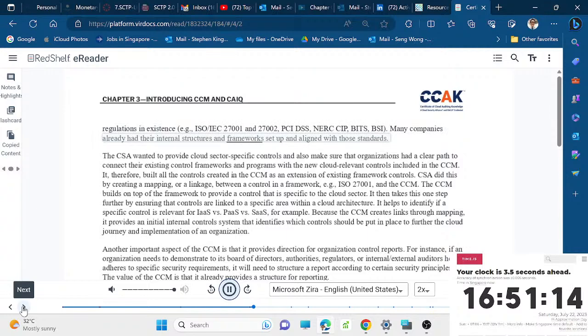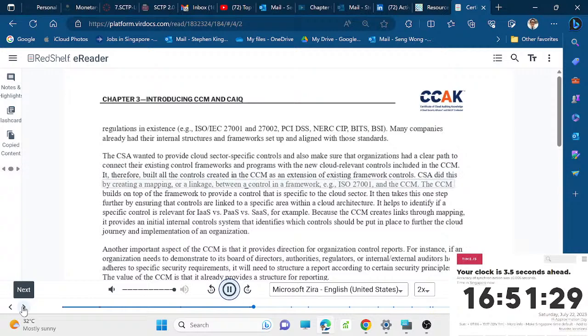Many companies already had their internal structures and frameworks set up and aligned with those standards. The CSA wanted to provide cloud sector-specific controls and also make sure that organizations had a clear path to connect their existing control frameworks and programs with the new cloud-relevant controls included in the CCM. It, therefore, built all the controls created in the CCM as an extension of existing framework controls.